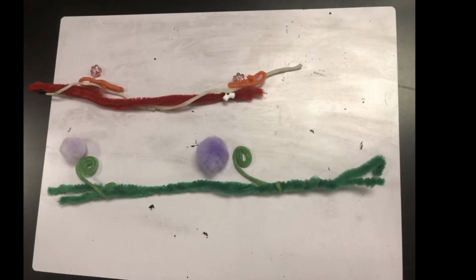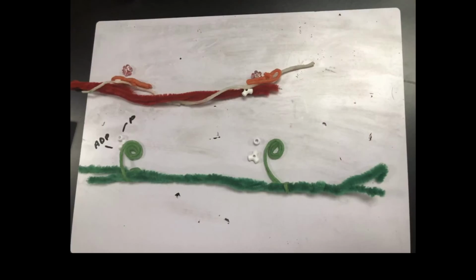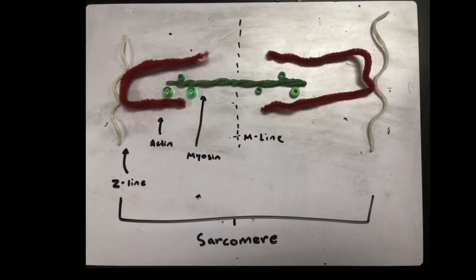ATP is then broken down by an enzyme ATPase, and energy is released back into the myosin head, and it is in the cocked position once again, and ADP and phosphate are once again on the myosin head. If calcium is still present and binds to troponin, the cycle will repeat until there is no more calcium.